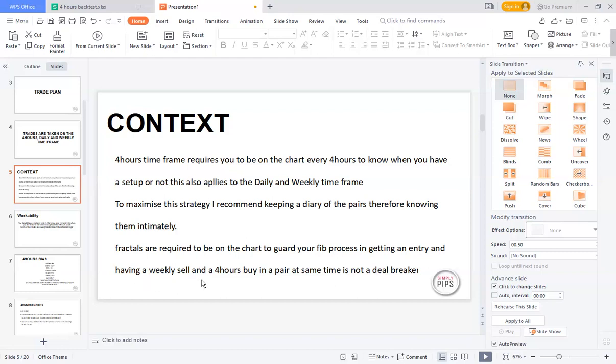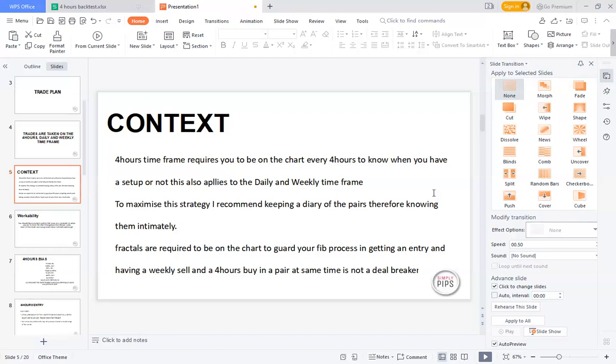So having a weekly sell and a 4 hours buy in a pair at the same time is not a deal breaker. What I mean is that if you have a weekly sell, and while the weekly sell is going, you now have a buy, it doesn't mean that because weekly is selling, I should not take the buys that are coming on 4 hours, right? So you want to be able to hold the sell and hold the buy so that whichever way the price breaks out, either upward or downward, you are in the trade when the breakout happens.